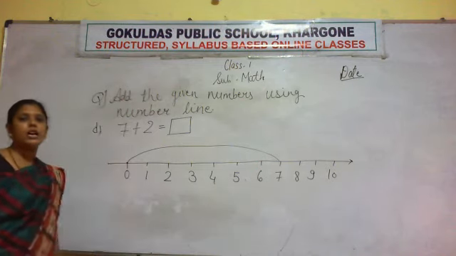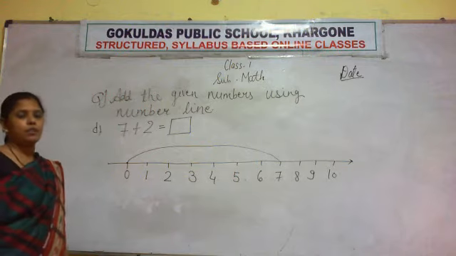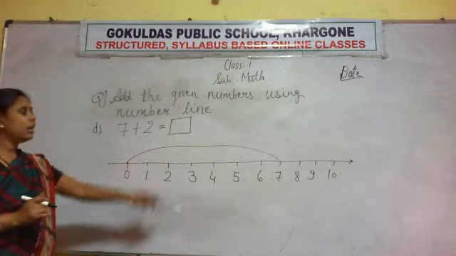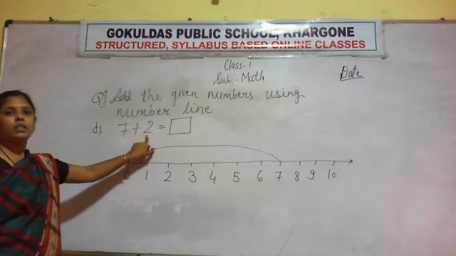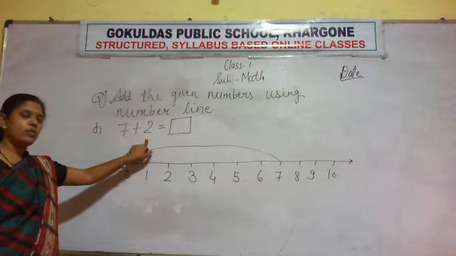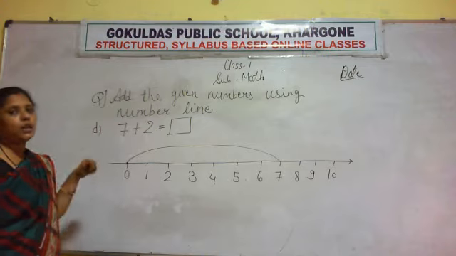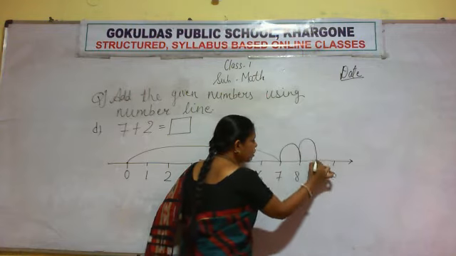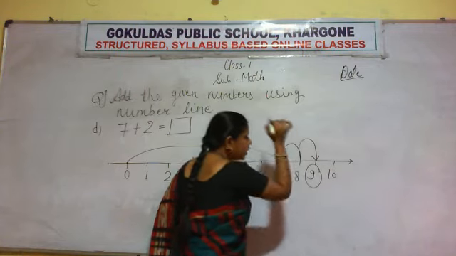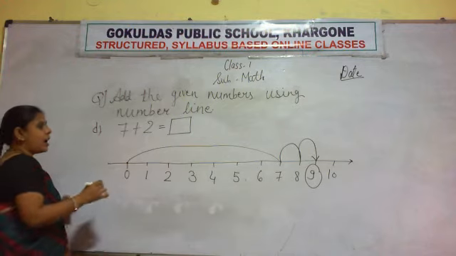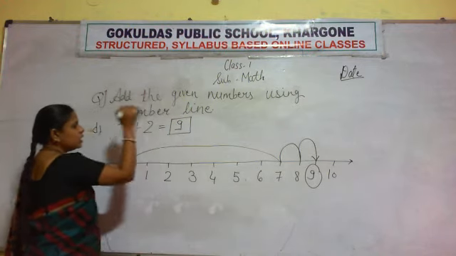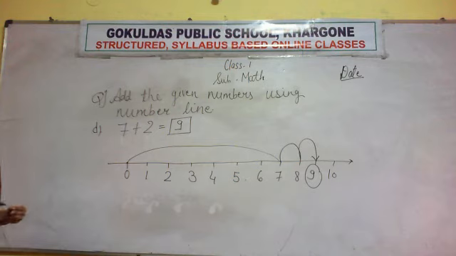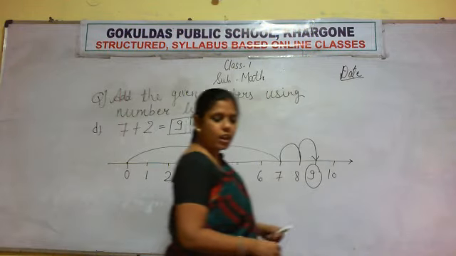Now what is the next step? We have to move one step. So how many steps do we have to move? That depends on the next number. So what is the next number here? 2. That means we have to move 2 steps. Move 2 steps. 1 and 2. Where did we reach? At number 9. That is, the answer of 7 plus 2 is 9. So write here 9. Copy the solution fast from the board.